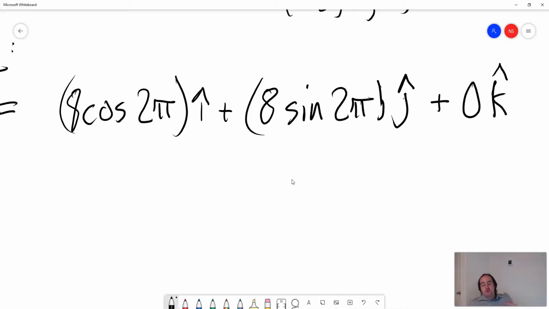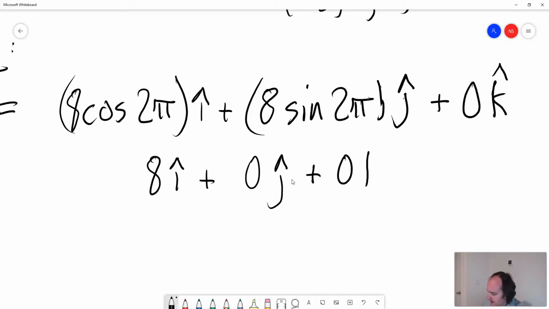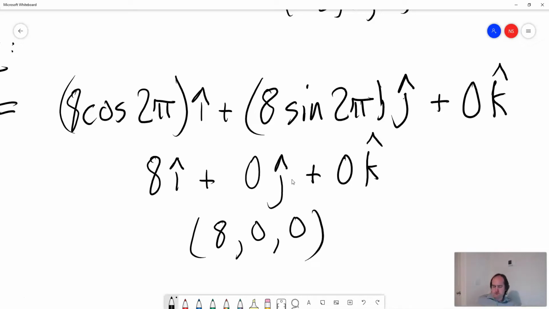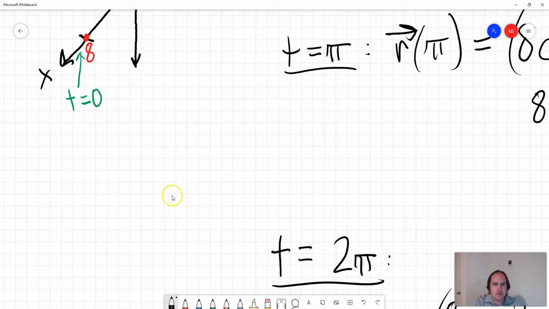Now, if you remember, 2 pi is the same as 0 when it comes to the unit circle and trig functions. So cosine of 2 pi is actually 1. Okay, so here we have 8 times 1 is 8i. Sine of 2 pi is 0, so we have plus 0j plus 0k. Okay, so that's the point 8, 0, 0. And this is actually the point that we started with, which is interesting. So 8, 0, 0.